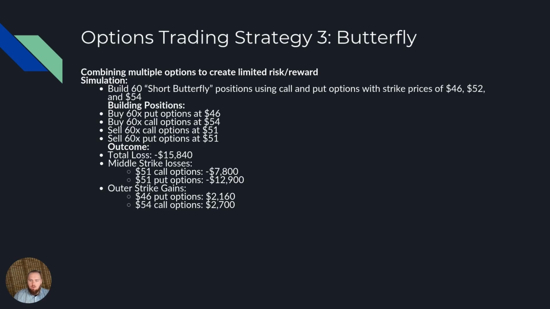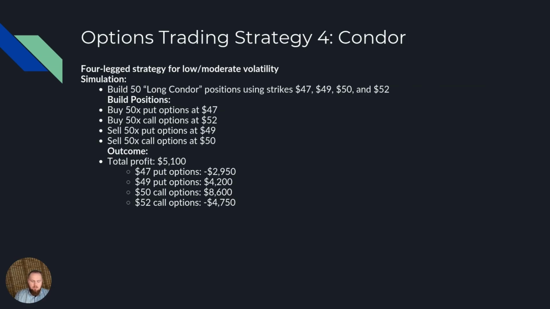Now we'll move on to our last one, which is the condor strategy. This is a four-legged approach, designed for low to moderate volatility. In the simulation, we were asked to build 50 long condor positions using strikes at $47, $49, $50, and $52.